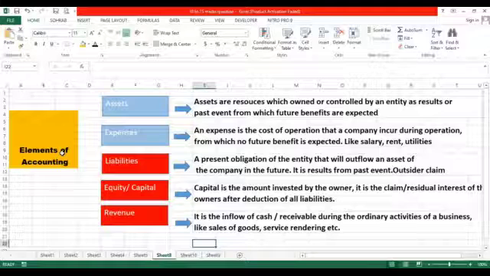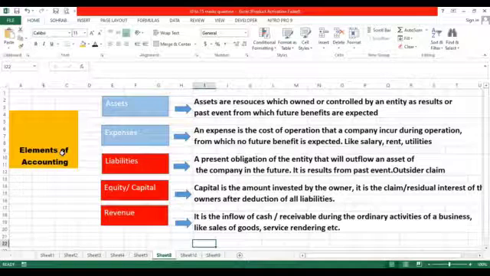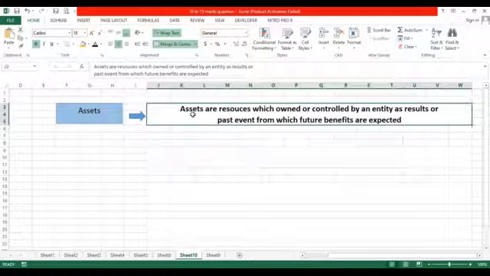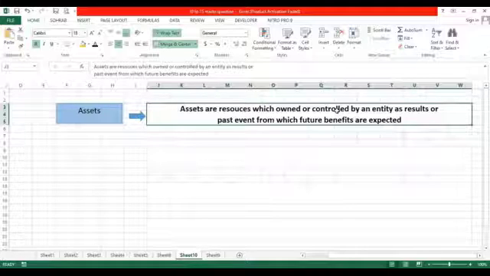What is an asset? Guys, assets are resources owned and controlled by an entity that result from a past event and from which future benefit is expected. So an asset is a resource which is owned by the entity and controlled by the entity. What does it mean to be owned and controlled by the entity? It is not necessary that the asset should be the ownership of the company. An asset could be controlled by the company. Like if we take an asset through a lease, then we will not have ownership of that asset. We will just control that asset.